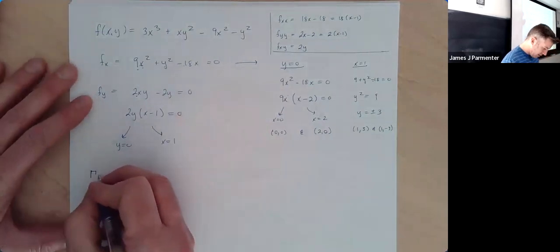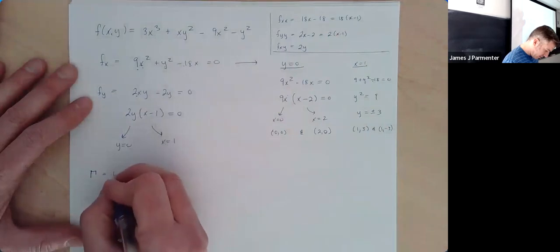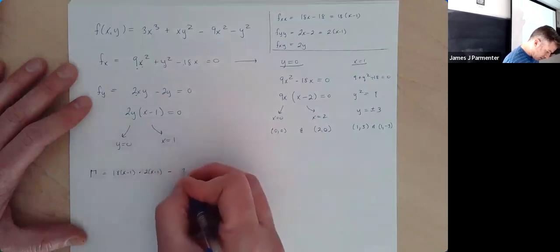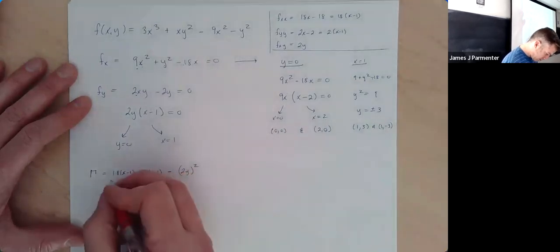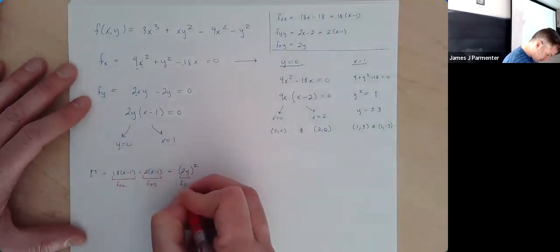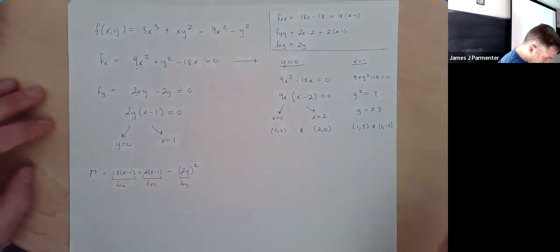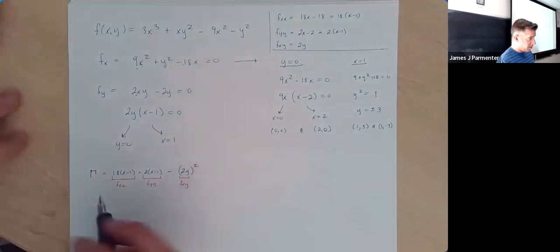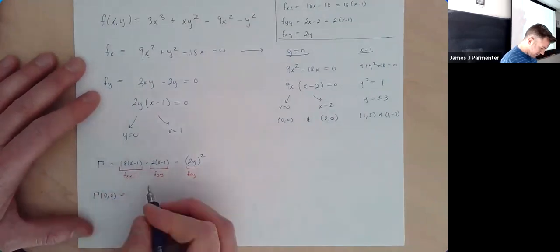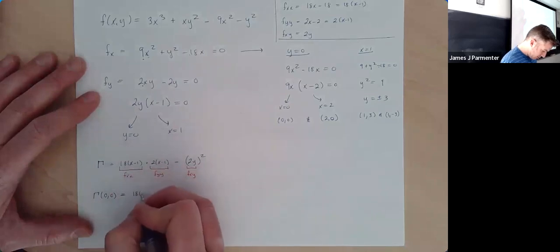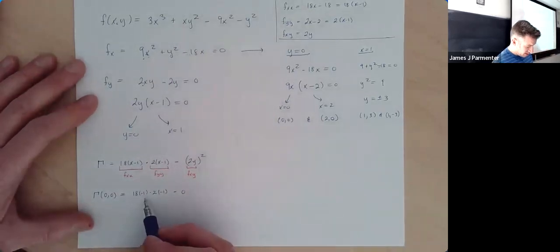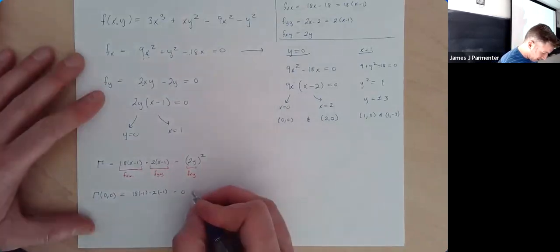Gamma is equal to fxx times fyy minus fxy squared. I don't think it's in our interest to multiply this out because we're just going to plug in points to see what happens. Let's start with the easiest one. Let's plug in (0, 0). We get 18 times negative 1 times 2 times negative 1 minus 0 squared. I don't care that it's equal to 36. I care that it's positive.